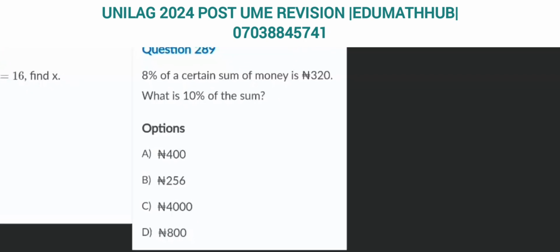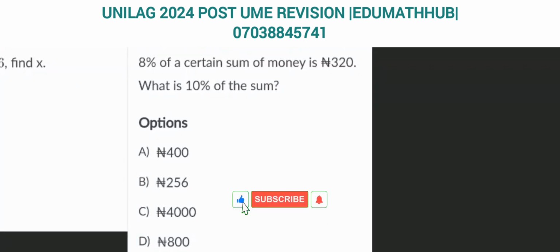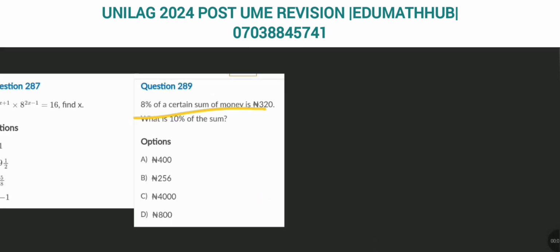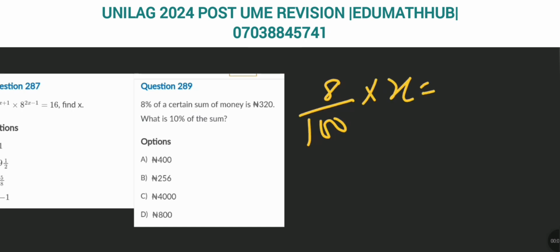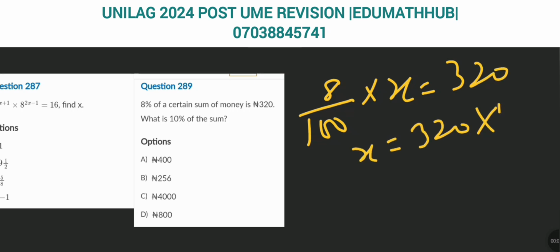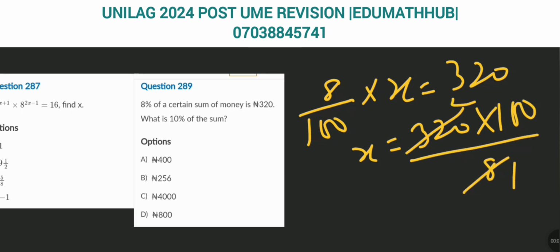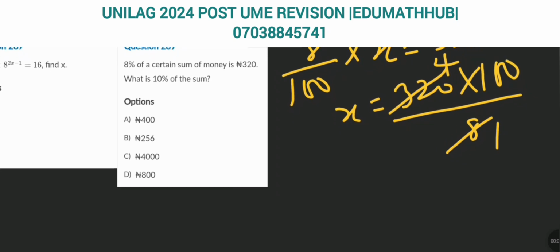So for this next part, 8% of a certain sum of money is 320 naira. What is 10% of the sum of money? So the first thing to do is let's assume that the sum of money is x. So we have 8% of x. So that will be 8 over 100 times x. And we are told that this value is equal to 320. So we can find x from here by doing 320 times 100. Then you divide it by 8. So if you solve this out, 8 in 320 is 40. So 40 times 100. Then you're going to get x as 4,000.